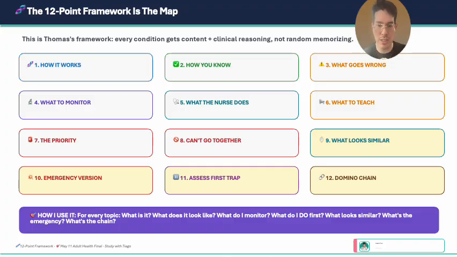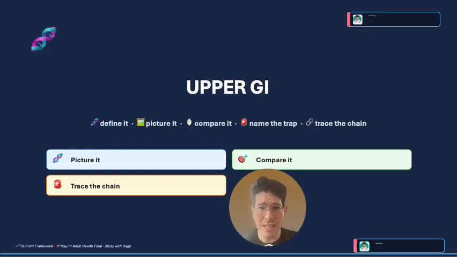Let's get started. For this section, I want to keep the body map simple. Upper GI is the esophagus, the stomach, the lower esophageal sphincter, and the first part of the small intestine. Most of these problems show up as burning, pain with meals, reflux, nausea, bleeding signs, or swallowing problems.